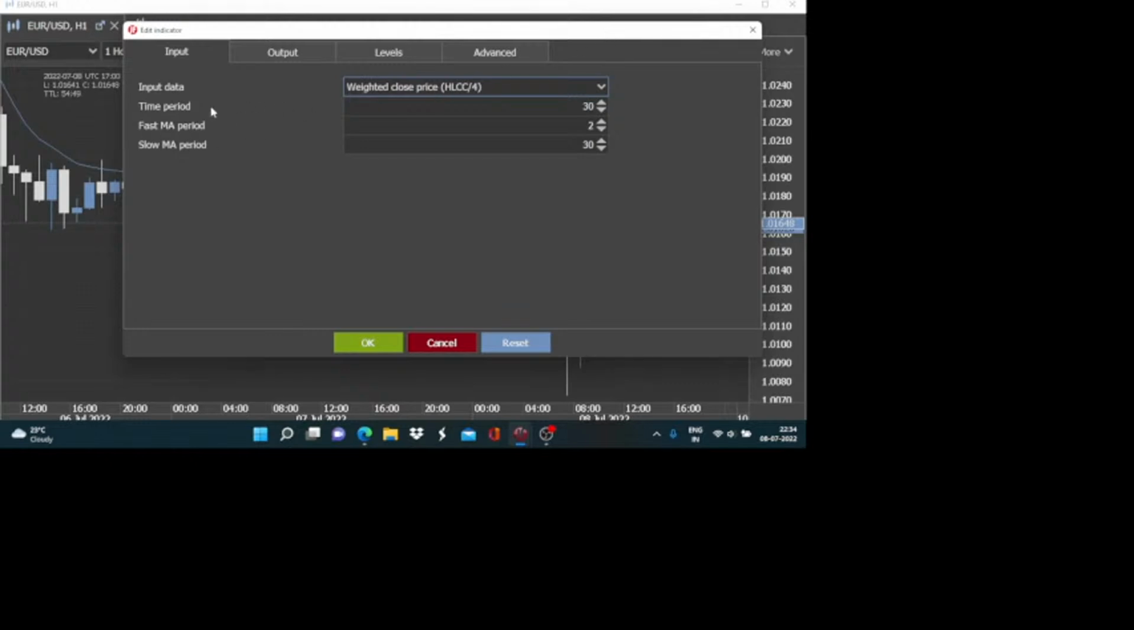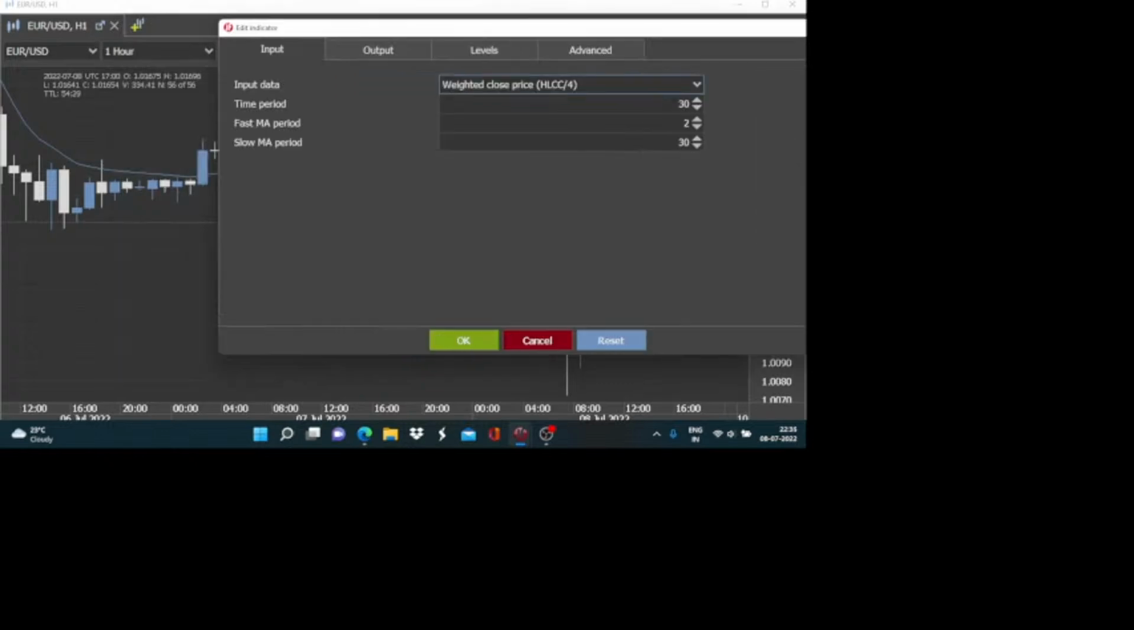So we utilize these three input parameters: the time period, fast MA period, and the slow MA period. And depending on that, we will be getting the output values for these KAMA. So this is the default setup where the time period is 30, the fast MA period is 2, and the slow MA period is 30.